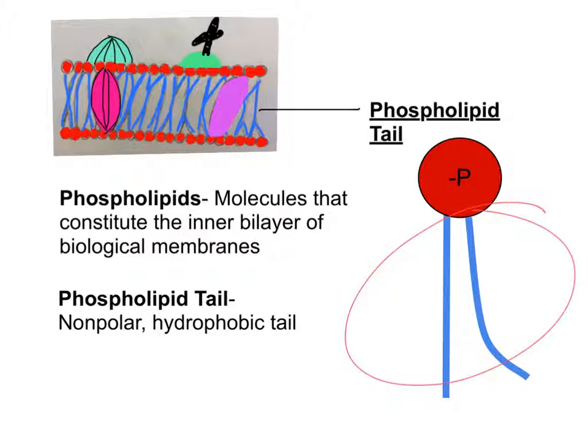The phospholipid tail. It's the blue part right here, that is attached to the red circles. So it's attached to the phospholipid head. Again, a phospholipid is a molecule that constitutes the inner bilayer of biological membranes. So the bilayer is this whole section where they meet. The phospholipid tail is nonpolar and hydrophobic, so it does not like water. It repels water, while the head is hydrophilic and it attracts water. So the bilayer is this part right here. The tails are these blue lines, and the heads are the red dots.